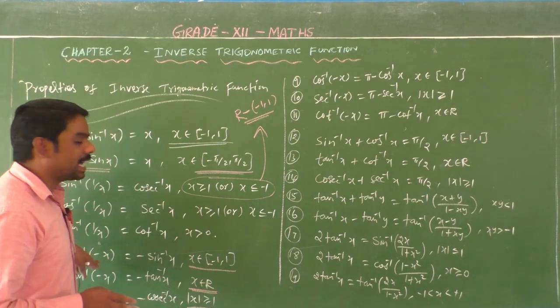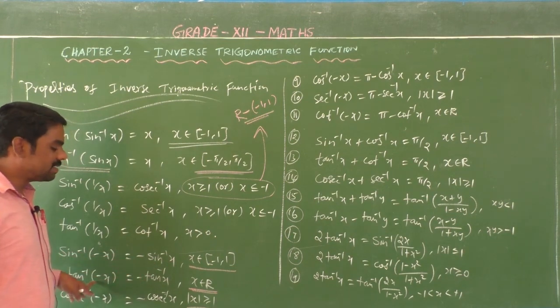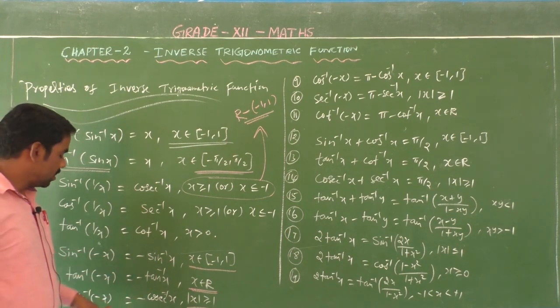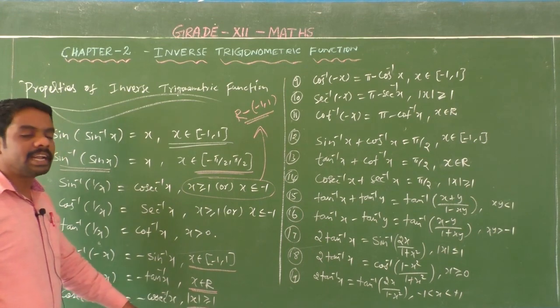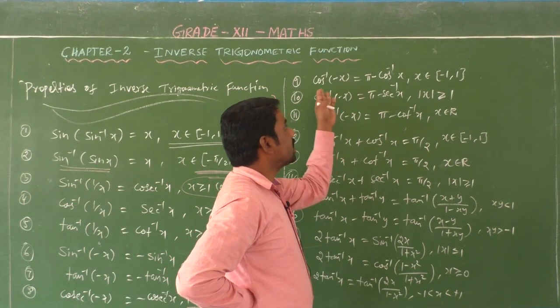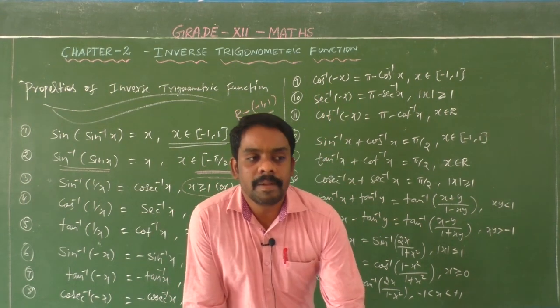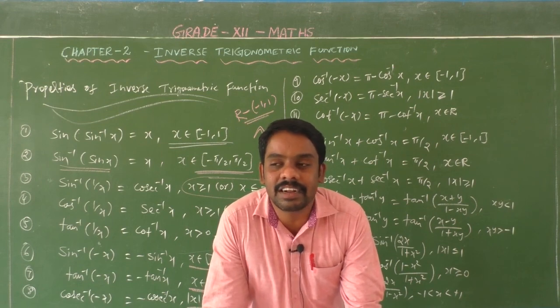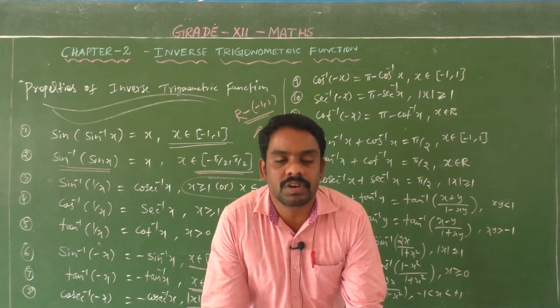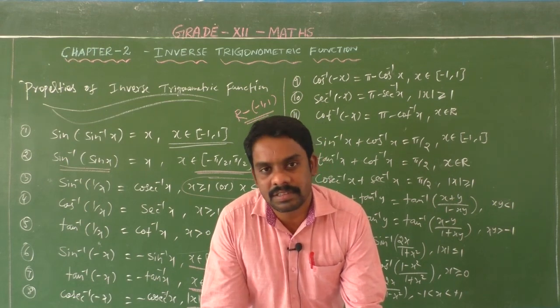Same here: sin inverse of minus x equals minus sin inverse x, tan inverse of minus x equals minus tan inverse x, and cosecant inverse of minus x equals minus cosecant inverse x. Okay, right. Listen here, for cos inverse of minus x, you know that cos of minus x is cos x, and secant of minus x is plus secant x.